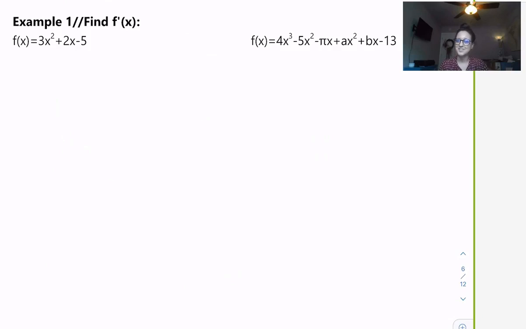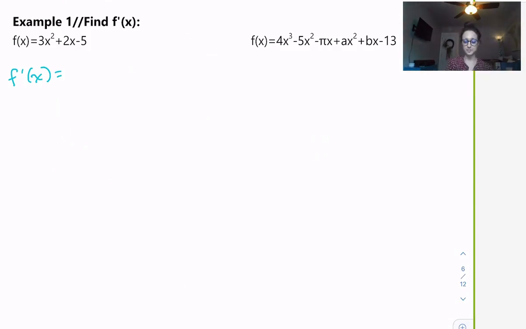All right, I'm going to force a pause on your screen. Can you please copy the two f of x's that I have on my screen? All right, let's try the first one together. So f of x is 3x squared plus 2x minus 5. So always, always, always label what you're finding, in this case f prime of x, okay? Really make sure that you're communicating well mathematically.